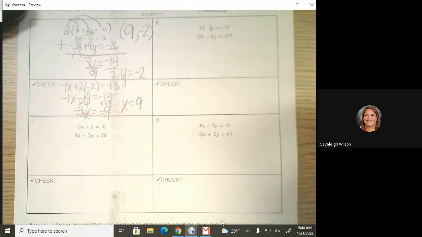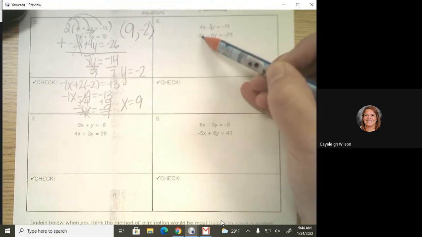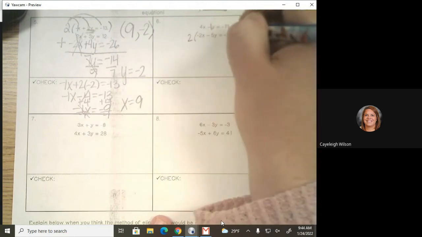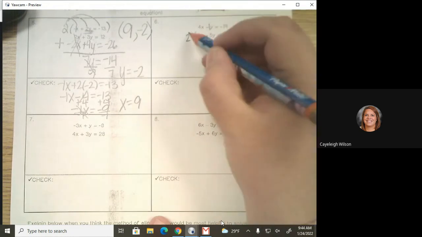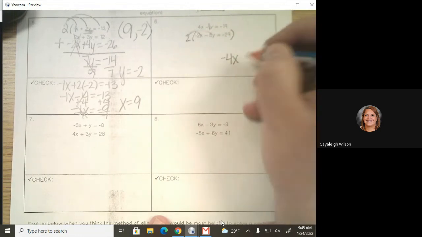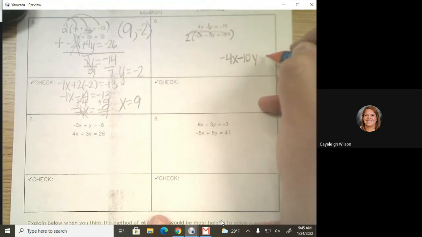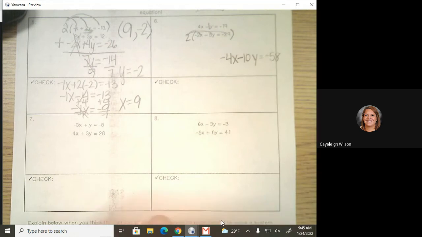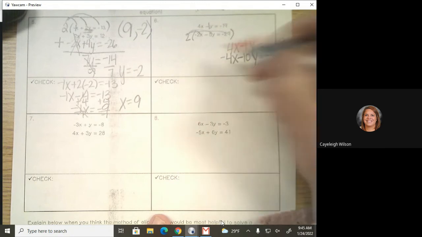Okay, we took a vote. X is 1. Okay, so this is positive 4. We said this has to be negative 4. So what can I multiply negative 2 by to make negative 4? Positive 2. So 2 times negative 2x, that's negative 4x. 2 times negative 5y, that's negative 10y. 2 times negative 29, that's negative 58. And then I'm just going to rewrite the first one above it. I'm not changing the first one. I just rewrote it.